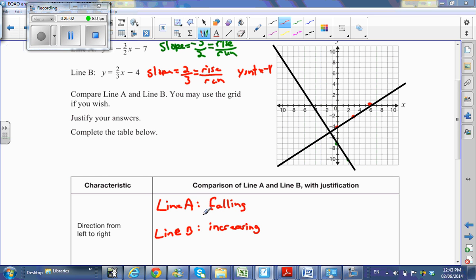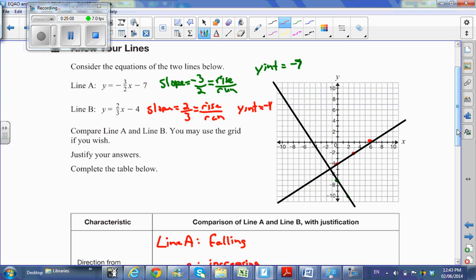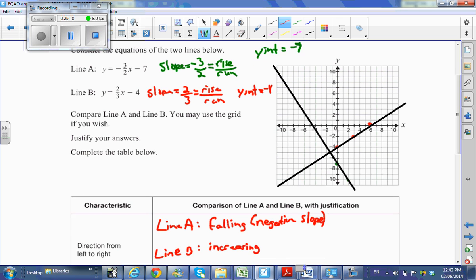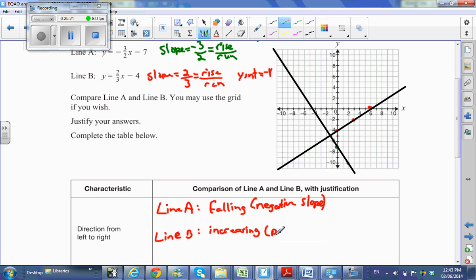Now, why was line A falling? What do we notice about the first one when we go back to the equation? We notice the slope here was negative. So I'll just put that in brackets here that it was a negative slope. And the second one, we notice that it's a positive slope. So positive slope goes up to the right, negative slope down to the right. Okay.